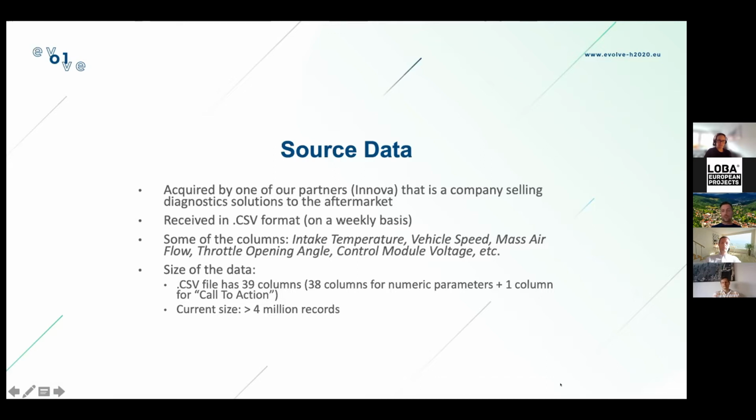And one is also the DTC code, and one which is additional, something that we did in our preparation phase for the machine learning, which is called a call to action, meaning, for instance, the probability of a specific code is this, and this is something that you should do, because there is a high probability of this specific DTC code happening for you. So 38 columns of numerical values is quite a big, high-dimensional space for the machine learning. And regarding the size of the data that we have at the moment, it is more than 4 million records.